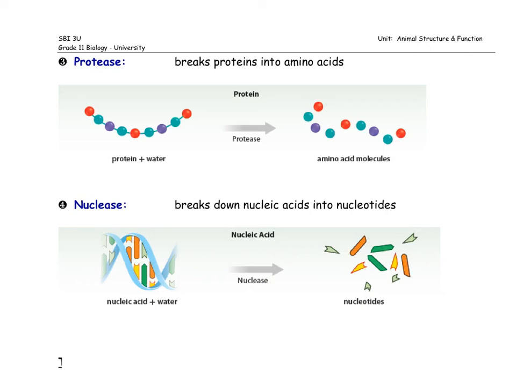Those are our 4 digestive enzymes. And so enzymes are going to be, of course, really, really important in the process of digestion to start to break down those macromolecules into smaller pieces so that they can be absorbed.